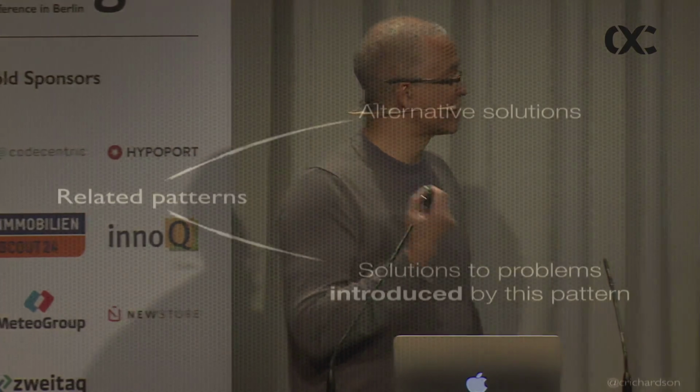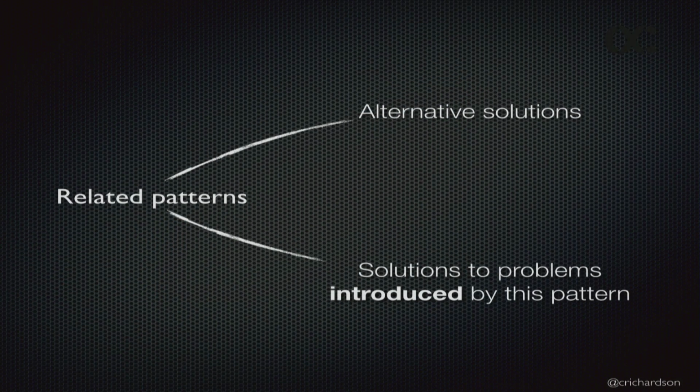And then on top of that, there are related patterns. And there's sort of two main types of relationship. So there are patterns that provide alternative solutions. You could think of the monolithic architecture and the microservice architecture as being alternative ways of deploying your system, right? You pick one or the other. Then there are also patterns that solve problems introduced by applying this pattern. So you could think of circuit breaker as a pattern that you then have to apply if you pick the microservice architecture. Likewise with service discovery and API gateway and so on.